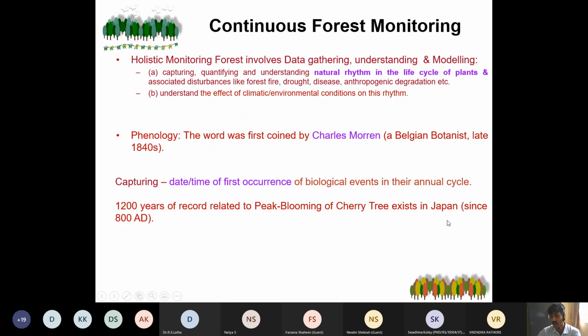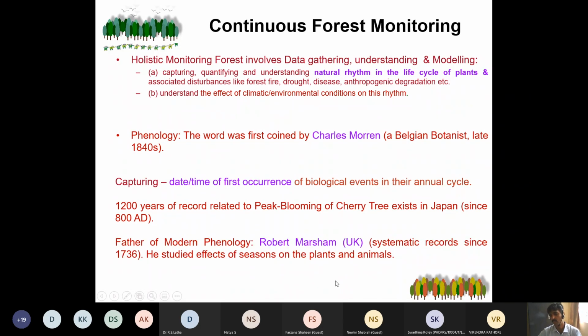And this record of the peak blooming date of cherry for the past 1200 years is systematically recorded and kept there beautifully. People have published it also. And also in the UK, one Mr. Robert Marsham kept a systematic record of how the plants and animals react to the different seasons. What is their behavior? So he studied systematically. He has kept a record. Even till date, his family has kept the record up to the 20th century. You can imagine, from 1736 onwards, they are able to keep certain things.